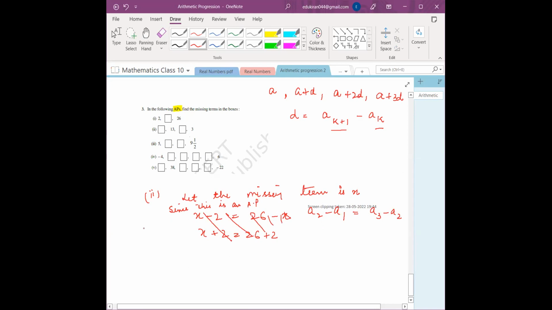Or you can write it separately. Your a1 is 2, a2 is x, and then a3 is 26. So you can write it separately. So a2 is x, so x minus the first term should be equal to the third term minus the second term, 26 minus x. Now simply simplify. So this will be 2x is equal to 28 and x is equal to 14. So 14 is the missing term of the AP.